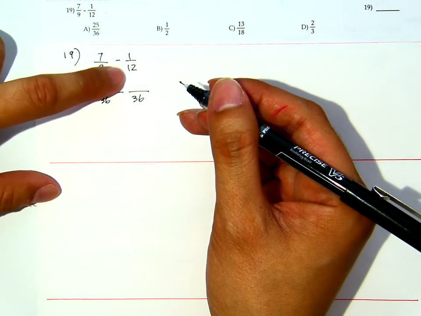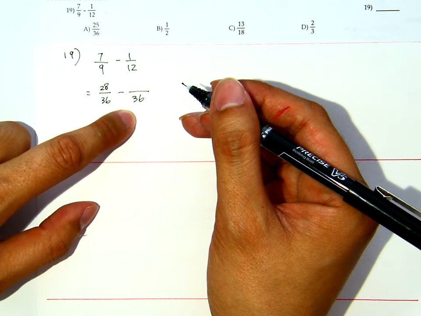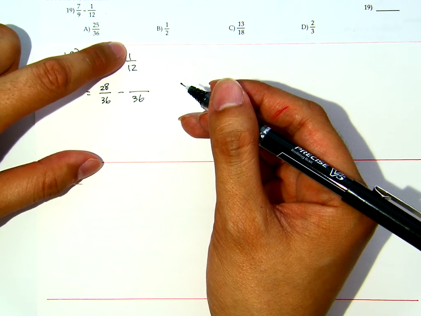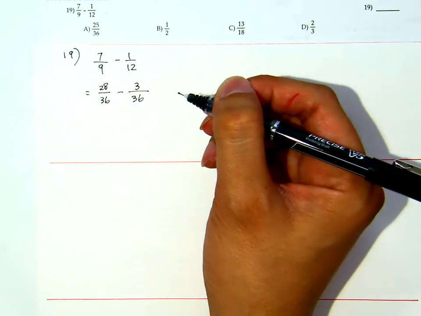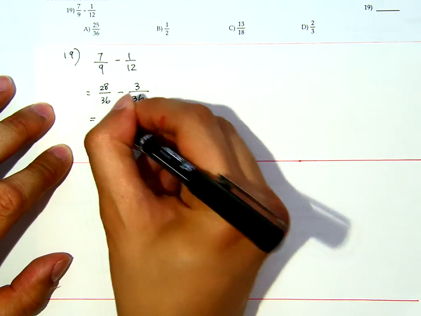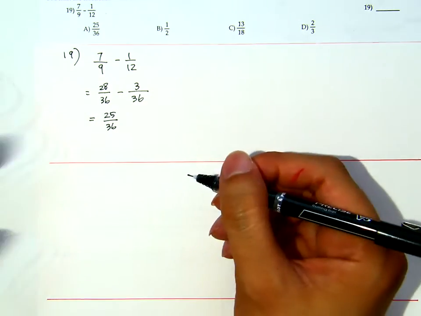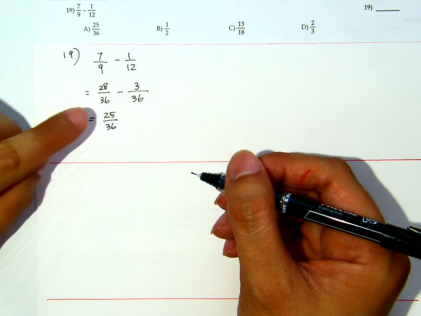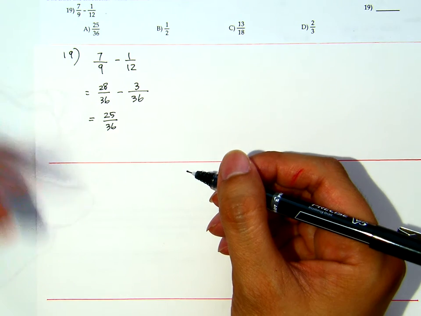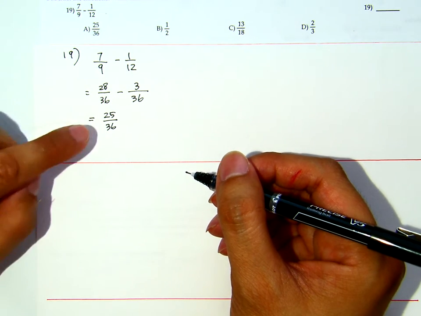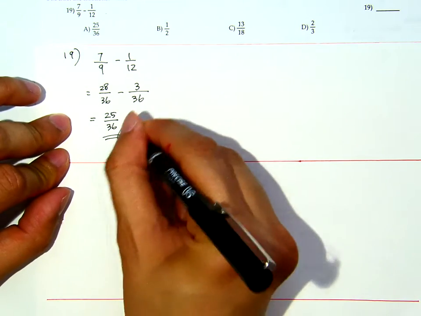Now, 12 times what gives me 36? Times 3. So on the top, if I multiply by 3, that will be 3. Then I subtract and get 25 over 36. I don't think they have common factors, because 25 is 5 squared, and 36 is 2 squared times 3 squared, if you do the prime factorization. But intuitively, you can see they don't have a common factor. So that's the final answer. The answer is A.